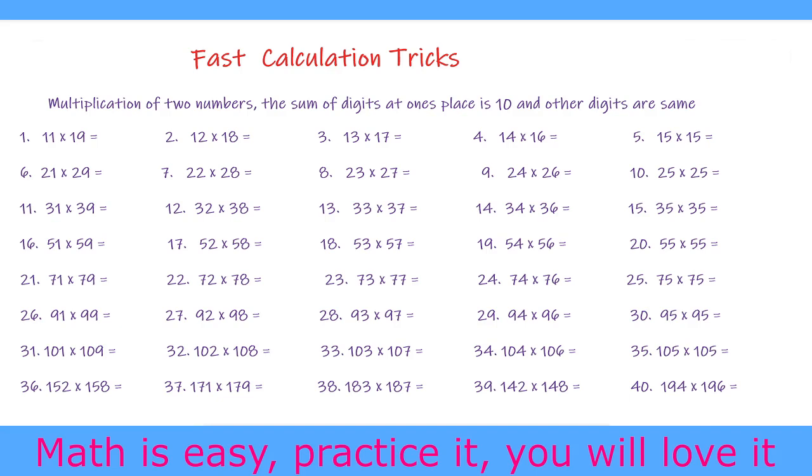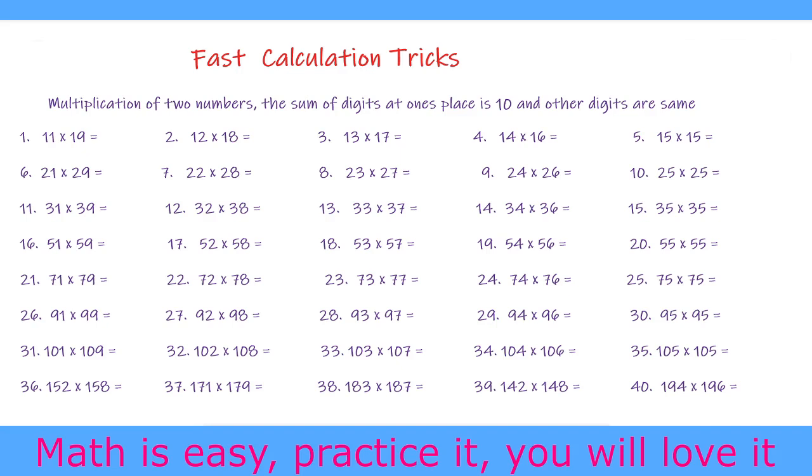Or 12 and 18, the sum of the digits at one's place, 2 and 8, is 10, and the other digits are same, 1 and 1. 33 and 37, the digits at one's place, 3 plus 7, is 10, and the other digits 3 and 3 are same. Or 74 and 76, the sum of 4 and 6 is 10, and the other digit is 7 in both the numbers.